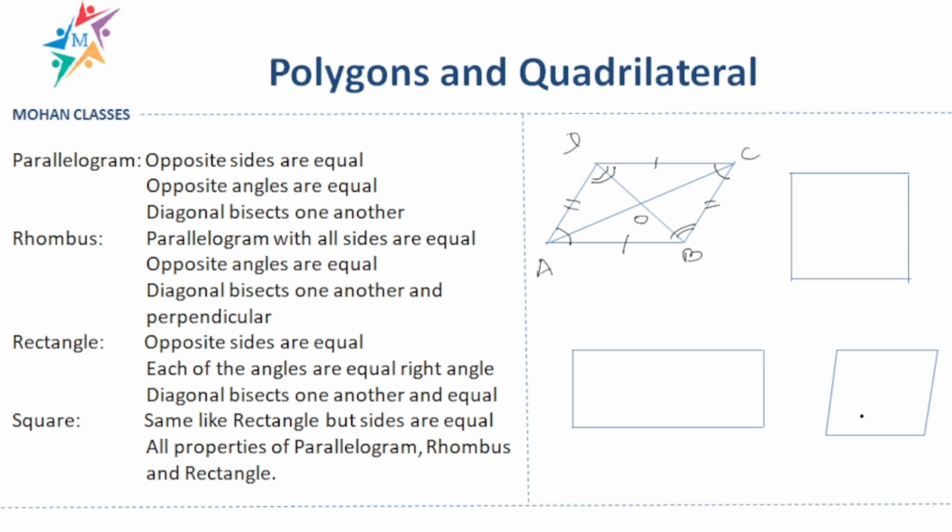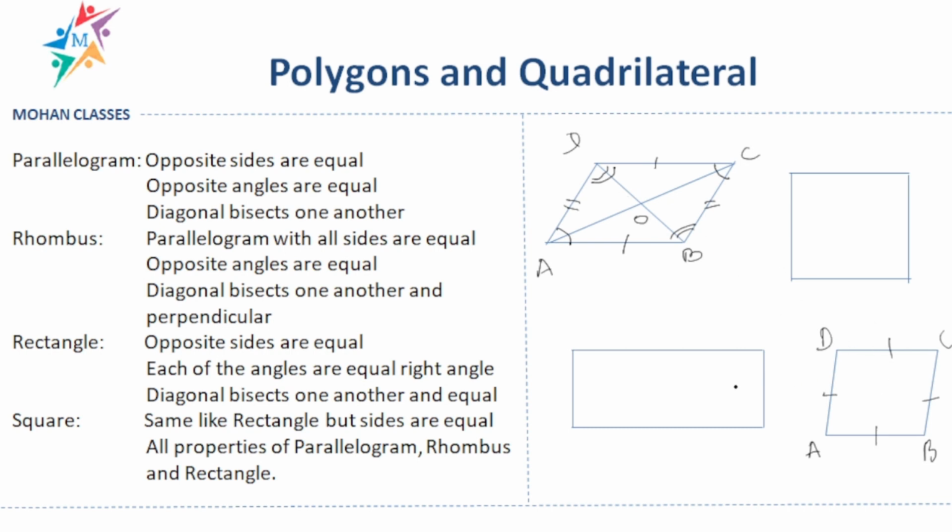So what about rhombus? Rhombus is the same as a parallelogram, but all the four sides are equal in a rhombus. Here all the four sides are equal and opposite sides are parallel. This is called a rhombus. All other properties are the same as a parallelogram. Opposite angles are equal, and the diagonals bisect each other. And in a rhombus the diagonals intersect at 90 degrees. Here it is not 90 degrees, but in a rhombus it will be 90 degrees.